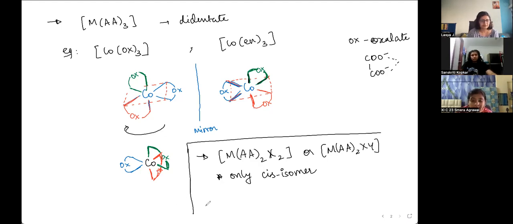So इसका example, cobalt En2 Cl2, for example. I'll have to flip the page to give the structures for this. Let me know once you're done. Done, ma'am.